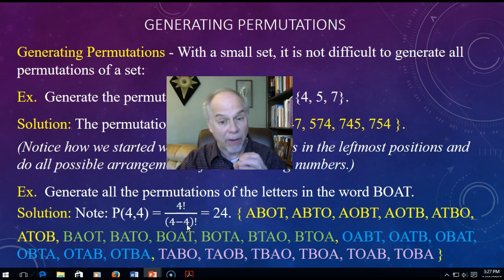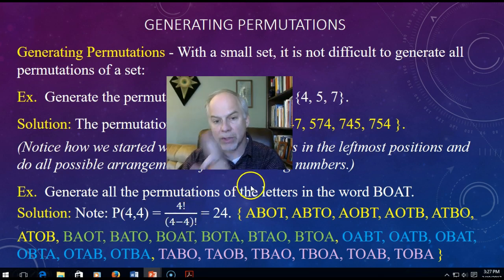Now 0 factorial is not 0. 0 factorial is actually 1. Okay, factorials always are 1 or higher. They're never going to be 0 or anything negative or anything like that. So that's 4 factorial over 0, or excuse me, over 1. And so 4 factorial is 4 times 3 times 2 times 1, and that gives you 24. So there are 24 possible permutations of those 4 letters.